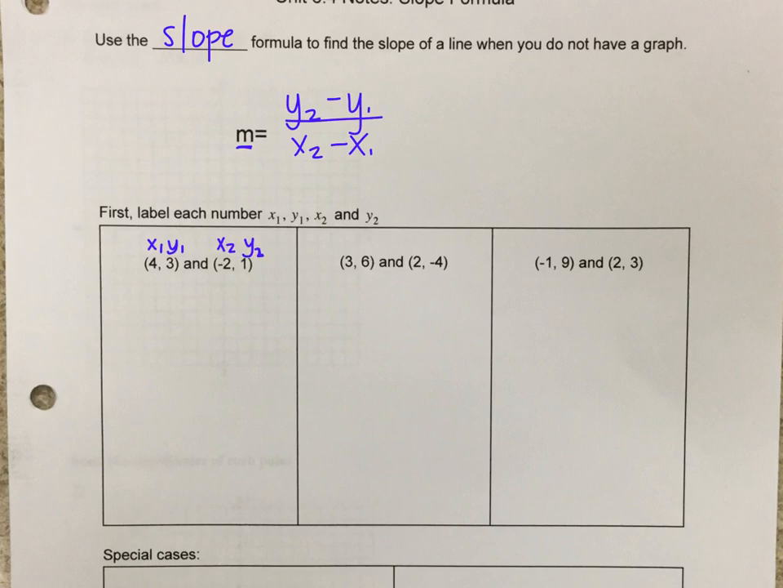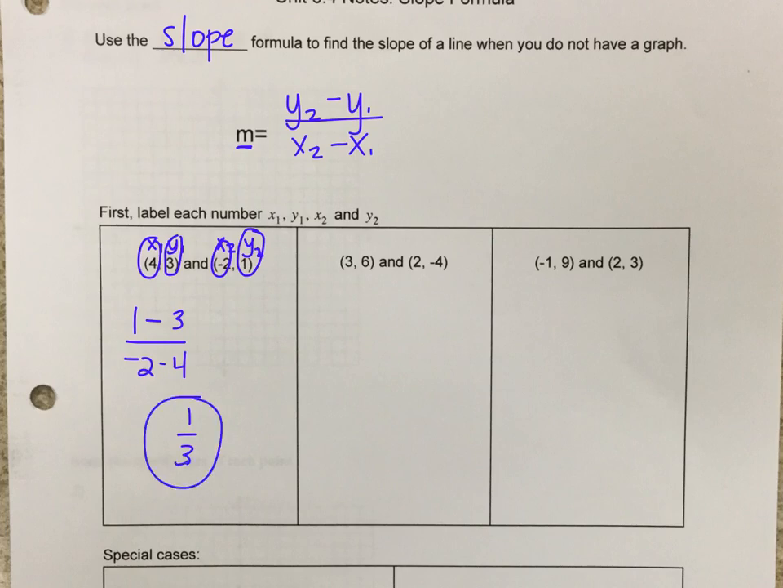So instead of the y2, I'm going to write that 1 minus, y1 is a 3, over, y2 is negative 2, minus 4. Then I'm going to type that directly in my calculator, exactly as you see it, and I get 1/3 for an answer. So my slope would be to rise 1 and run 3. Let's do the rest of the examples.